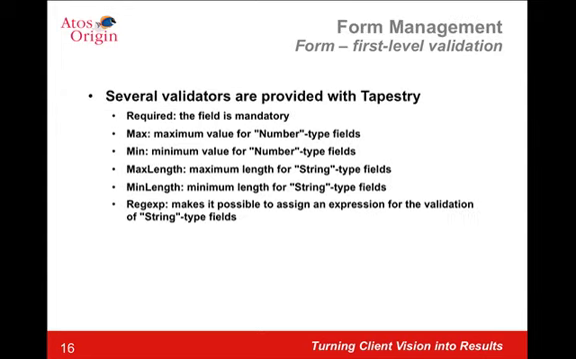Tapestry provides some validators. Required checks if the value is null or an empty string. Max and min check whether a numeric value is between maximum or minimum. Max length and min length check if the string length is shorter or bigger than a specific one. Regex checks if the string fits the specified pattern. You can use several validators on the same input. You just have to separate them by a comma.